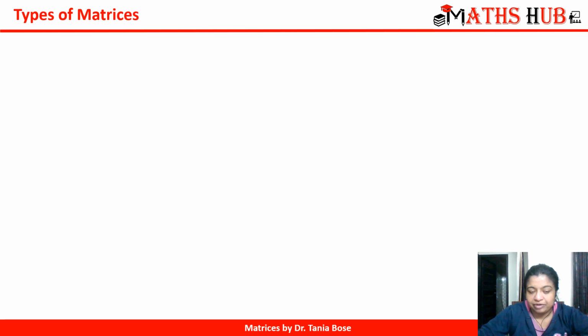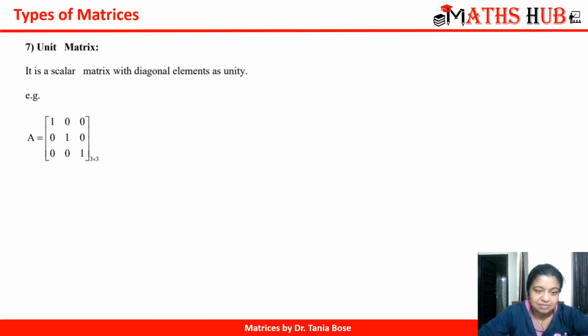Then the next type of matrix is a unit matrix. Whenever a scalar matrix has the diagonal positions equal to 1, it becomes a unit matrix. It is also sometimes called the identity matrix. You must be familiar with this name instead of unit matrix. So a unit matrix is also known as an identity matrix. You can see that this is an identity of order 3. There are 3 rows and 3 columns, right? Whenever we talk about a diagonal matrix, it is always a square matrix, right? So a diagonal matrix, a scalar matrix, a unit matrix, they are all square matrices.